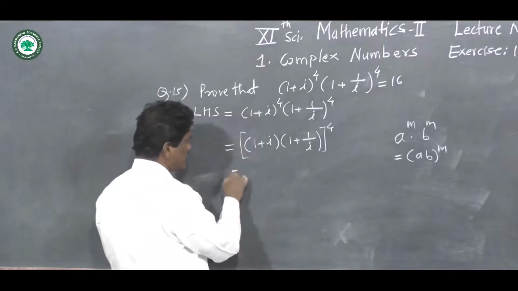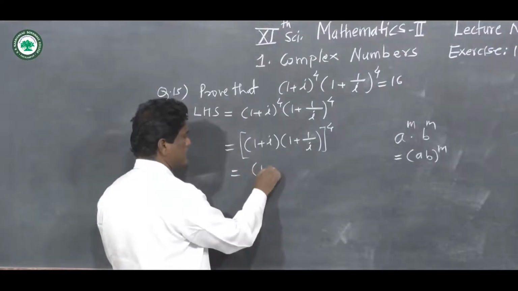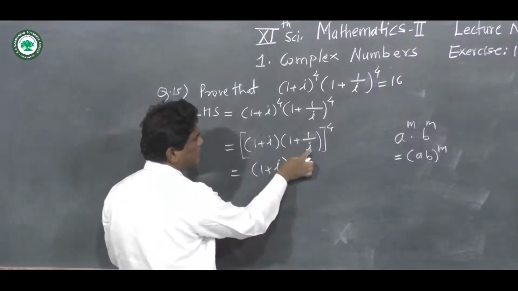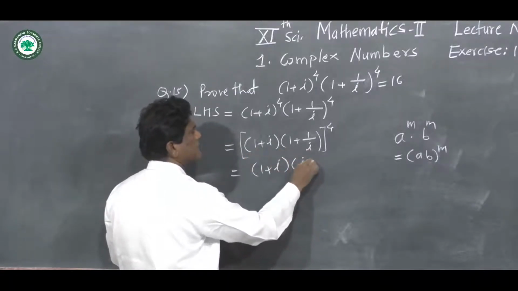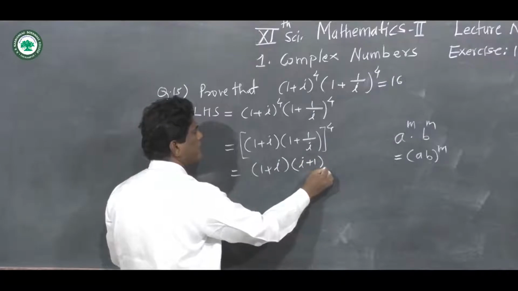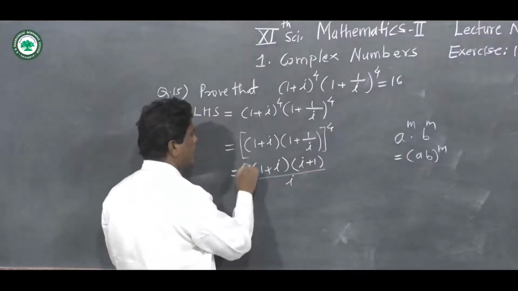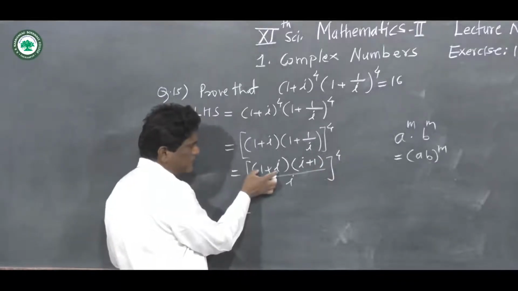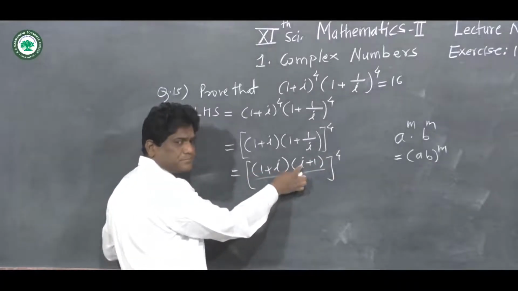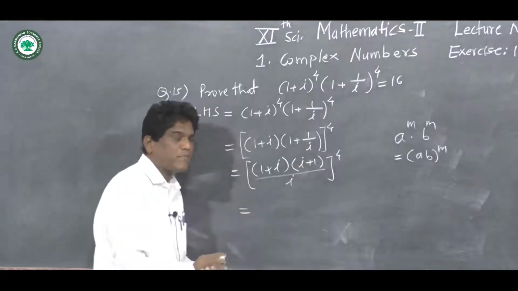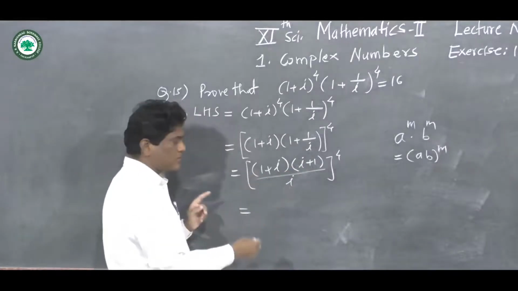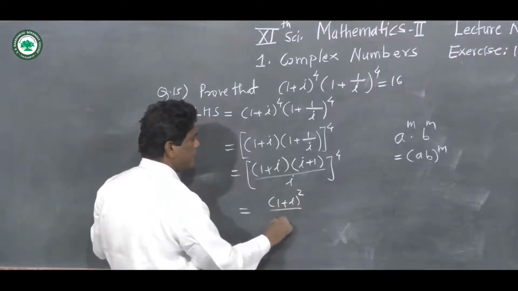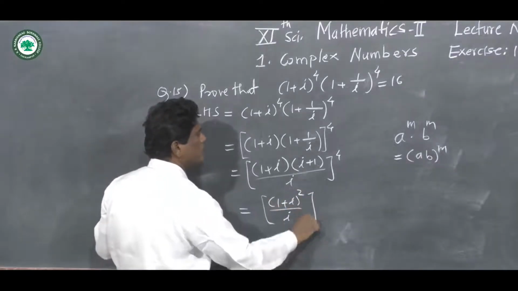Now this is equal to 1 plus i as it is, and here 1 into i plus 1 divided by i, and power is 4. So now this 1 plus i and this also 1 plus i, plus 1 and 1 plus i same. So 1 plus i repeats. So we write here (1 plus i) to the power 2 divided by i, and to the power 4.